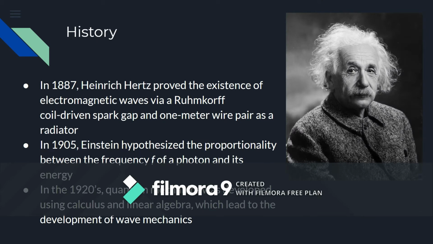In 1887, Heinrich Hertz proved the existence of electromagnetic waves via a Ruhmkorff coil-driven spark gap and 1-meter wire pair as a radiator. In 1905, Einstein hypothesized the proportionality between the frequency f of a photon and its energy. In the 1920s, quantum mechanics was developed using calculus and linear algebra, which led to the development of wave mechanics.